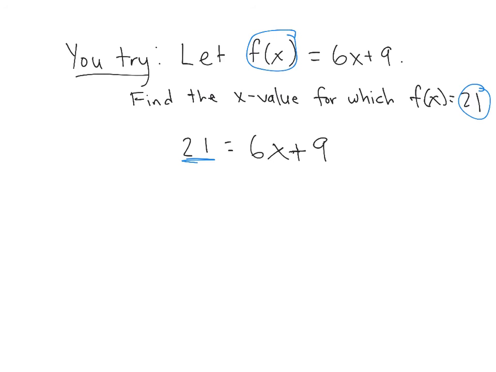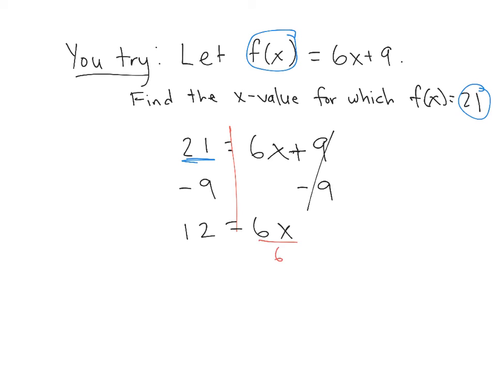Alright, so again, that's our setup. 21 replaces the left-hand side. It's equal to 6x plus 9. Go ahead and work that out. I have to move 2 numbers away from x, so I'm going to move the 9 first, and then I'll move the 6 afterwards. So I'm going to undo my add 9 by subtracting 9 from both sides. When I do that, I get 12 on the left is equal to 6x.